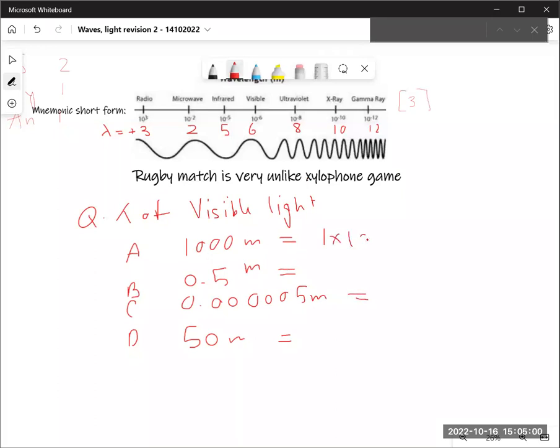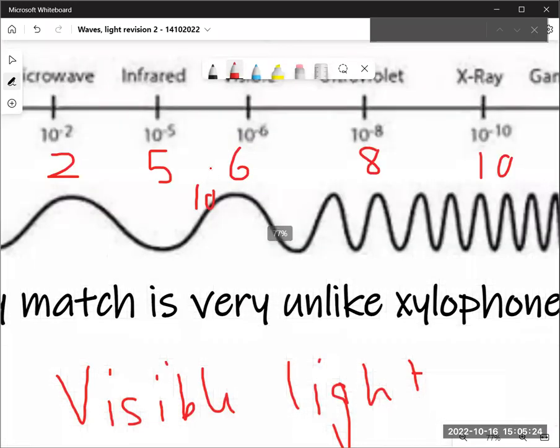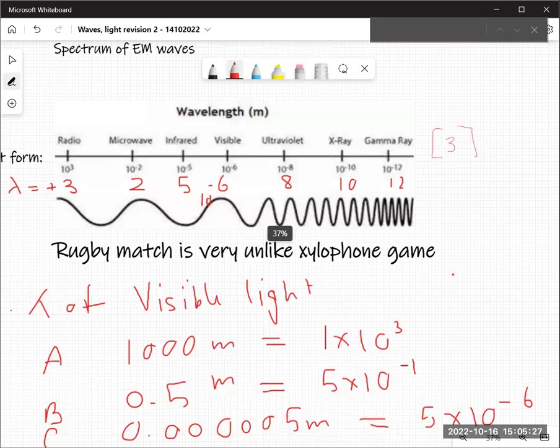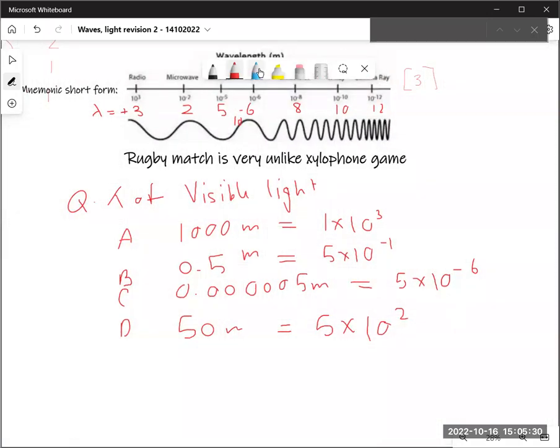First one is going to be 1 into 10 to the power 3. Next one is 5 into 10 raised to the power minus 1. Next one is 5 into 10 raised to the power minus 6. Last is 5 into 10 raised to the power 2. Now, which of these do you think is the closest to visible light? Visible light must be 10 raised to the power minus 6. Which of these is 10 raised to the power minus 6? Anas, tell me. Which of these options? A, B, C, or D?